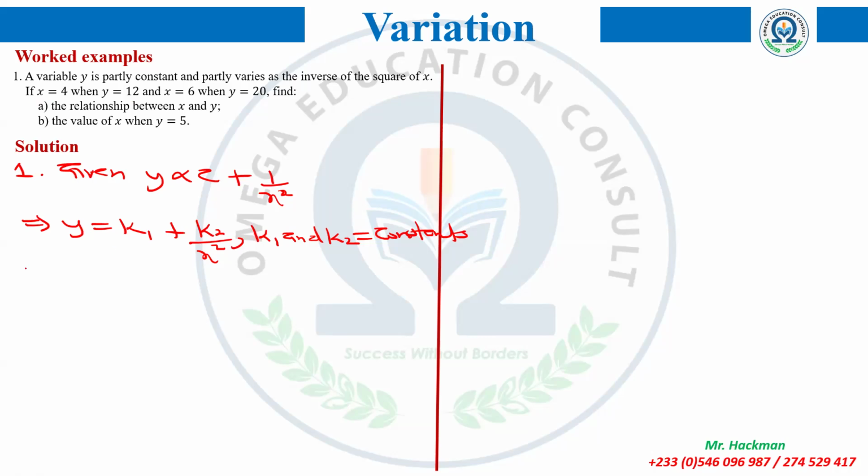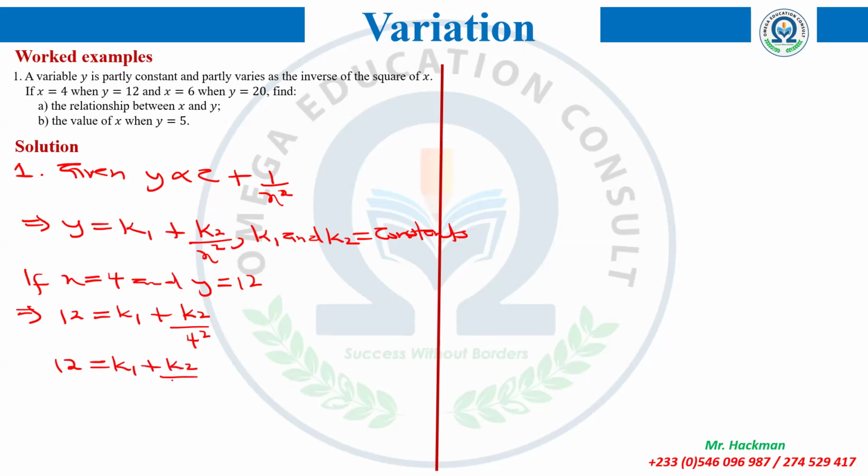If x is equal to 4 and y is equal to 12, this implies that, using this information to generate the first equation, I'm going to get 12 is equal to k sub 1 plus k sub 2 over 4 squared. Do you agree? Yes. So this gives me 12 is equal to k sub 1 plus k sub 2 all over 16. All correct.